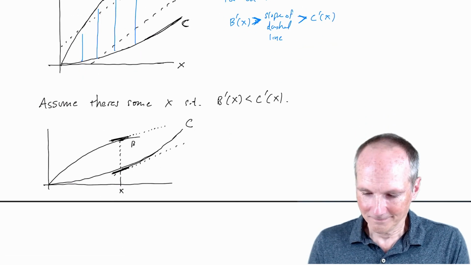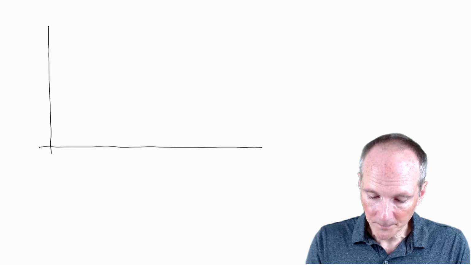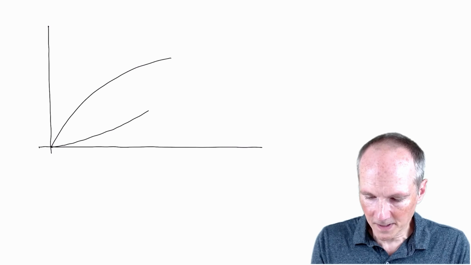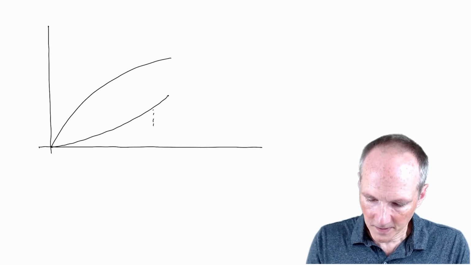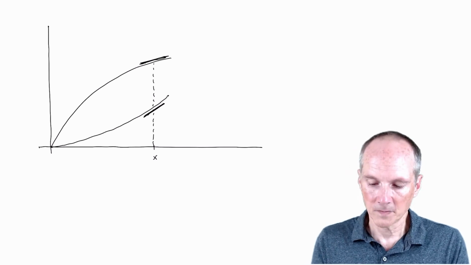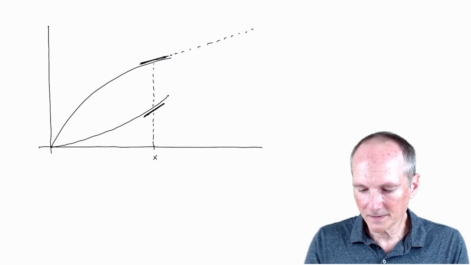This is not quite, it's too small. Let's make a bigger picture. Okay, so here's our benefit function. Here is our cost function. Here is an x where the marginal cost is bigger than the marginal benefit, right? Let me just continue these dashed lines, continue the tangent lines. Eventually, somewhere they're going to cross.